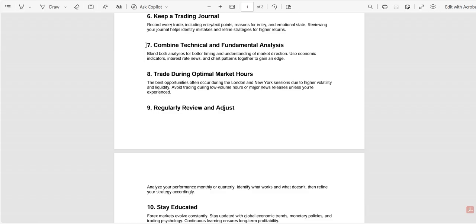So now, let's go to trade during optimal market hours. This is what we're talking about when we talk about trading sessions: New York session, London session, and the rest of them. The most important ones are the New York session and London session, because that's when the market is more volatile than any other session in forex trading, based on the assets you're trading, more especially USD assets. Those are more volatile during the London session and New York session.